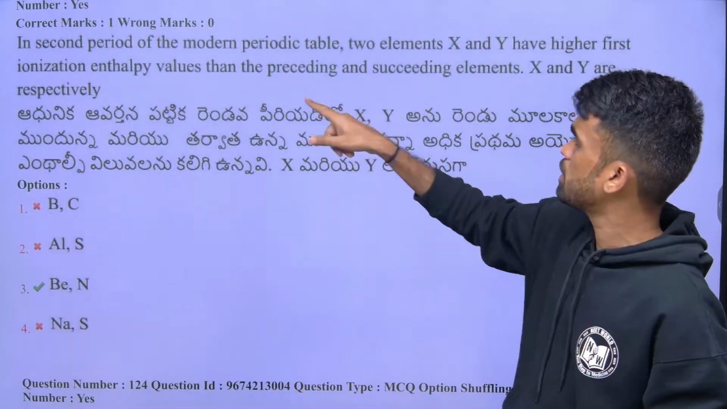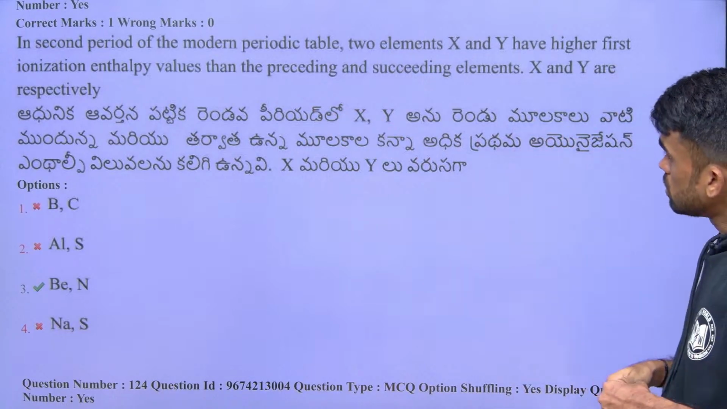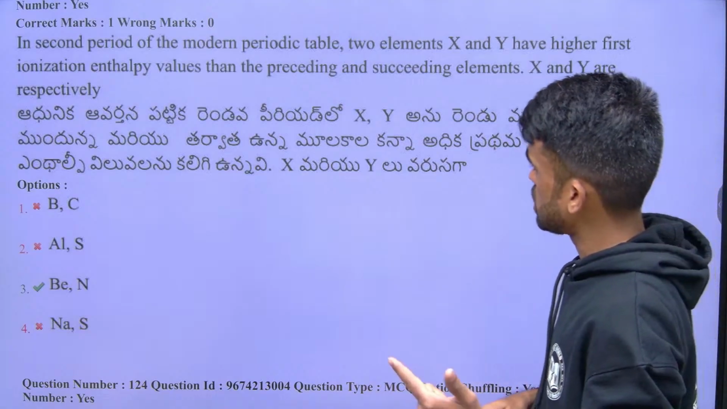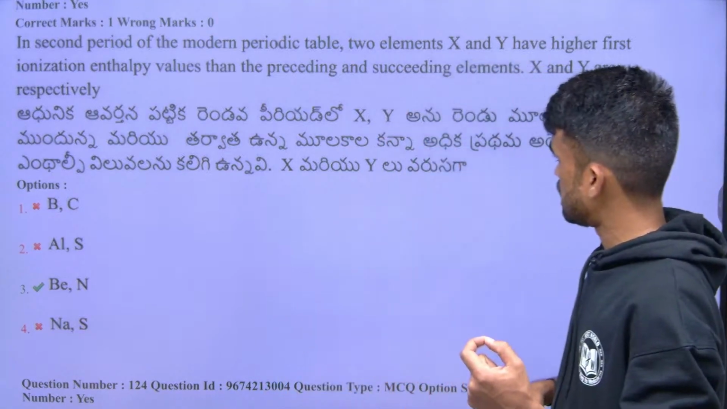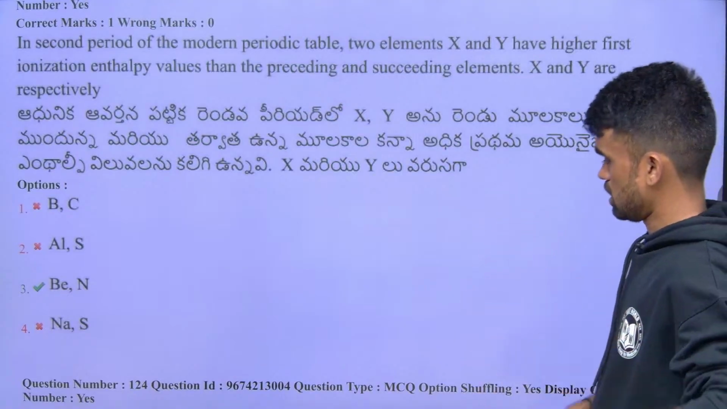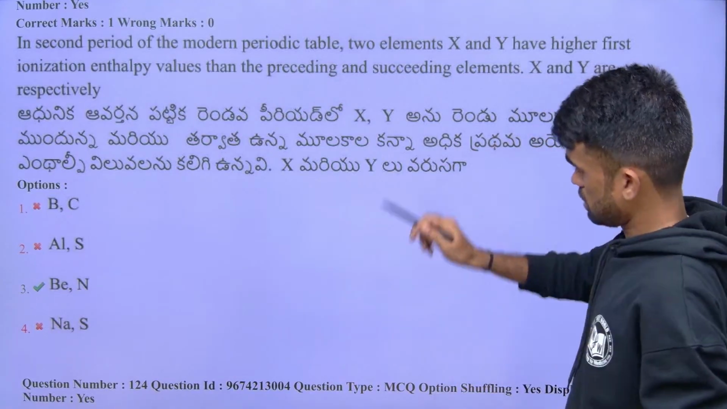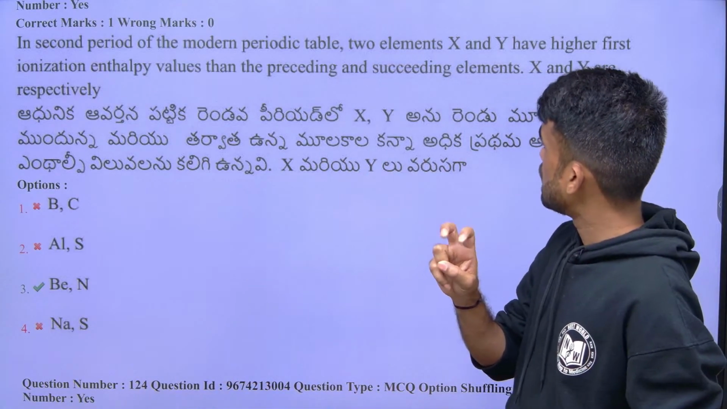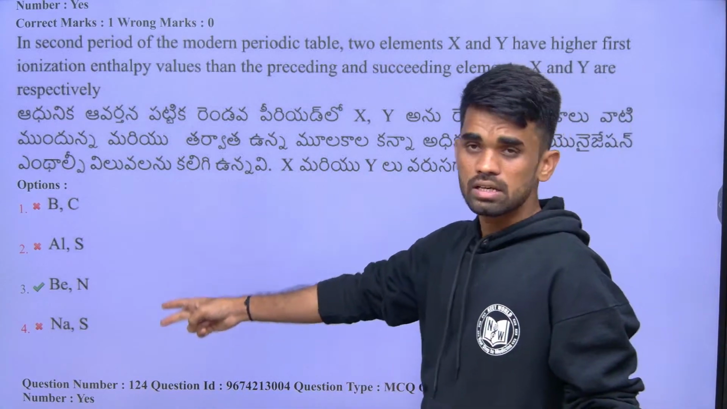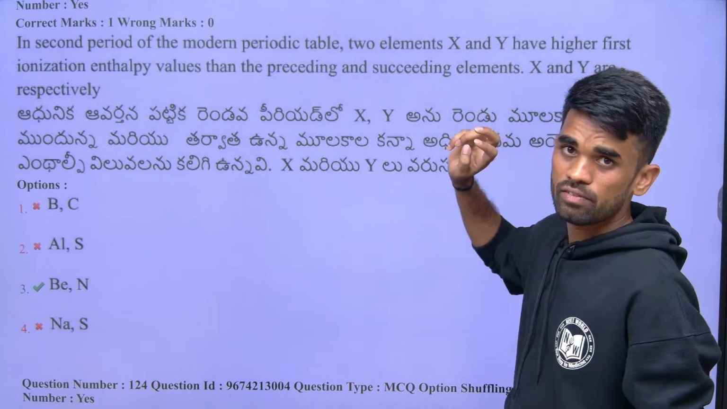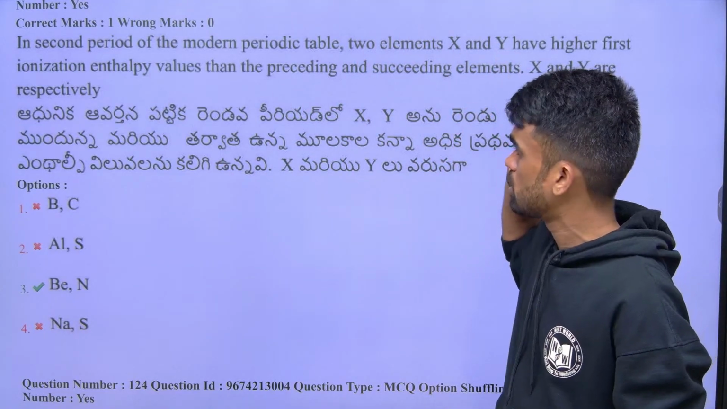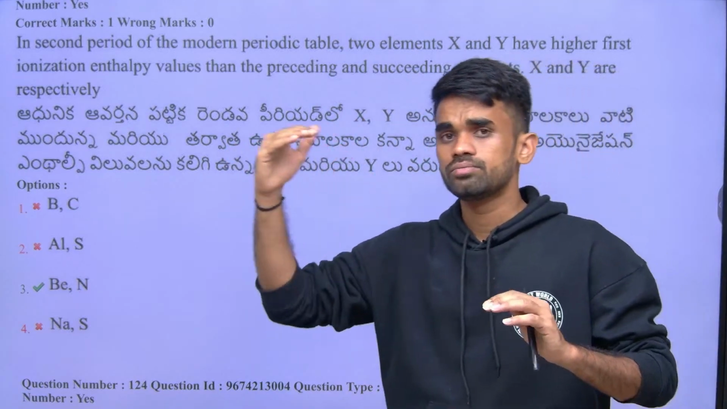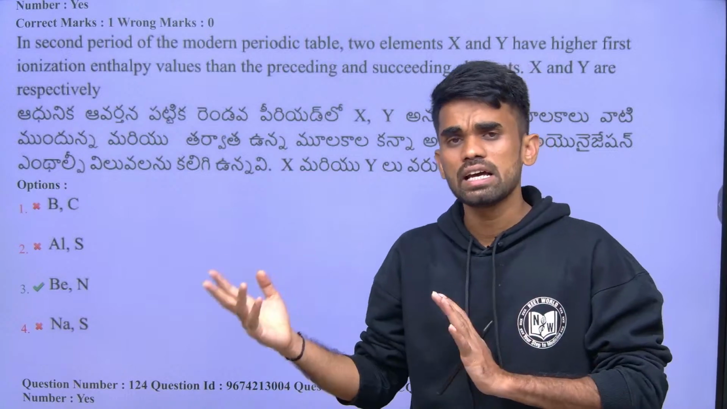Okay, in the second period of the modern periodic table, the 2 elements X and Y have higher first ionization enthalpy values than the preceding and succeeding elements. So from the given 4 options, we need to find a pair of X and Y, which are having ionization energy greater than the elements preceding and succeeding them.